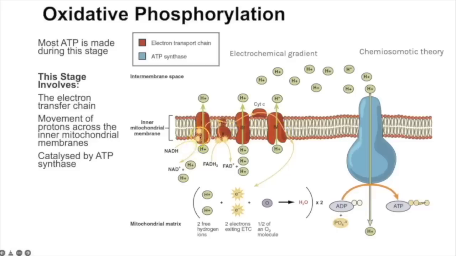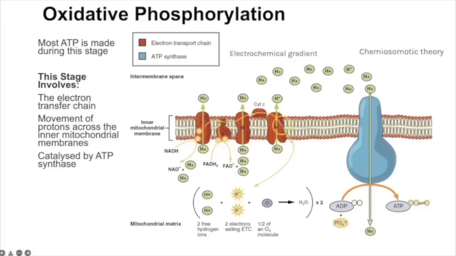Those electrons are going to be transported along the electron transfer chain. That releases energy, and that energy is used to transport the protons from the mitochondrial matrix into the intermembrane space. That creates this electrochemical gradient, and therefore the protons can move by facilitated diffusion down their concentration gradient through ATP synthase. And the ATP synthase will then phosphorylate ADP to create ATP. So that is how we create lots of ATP in this stage, and you actually create 34 ATP molecules.